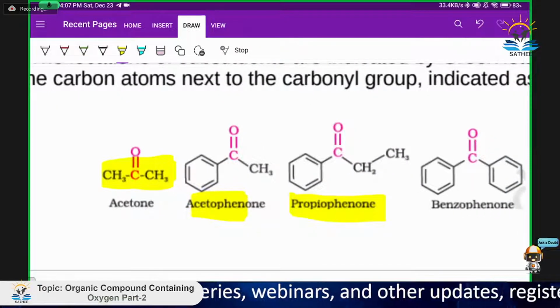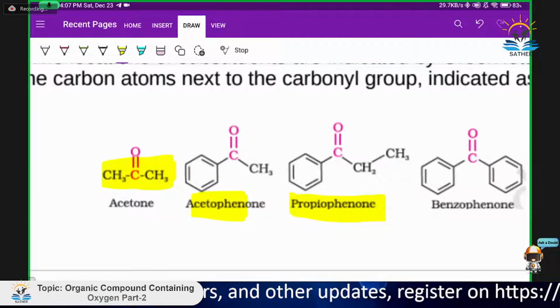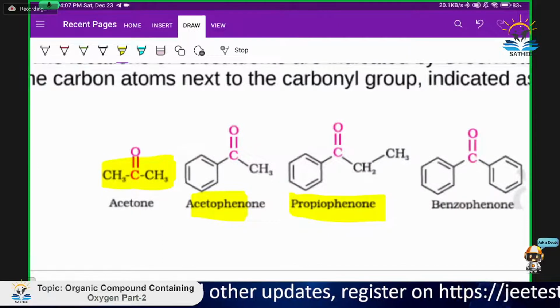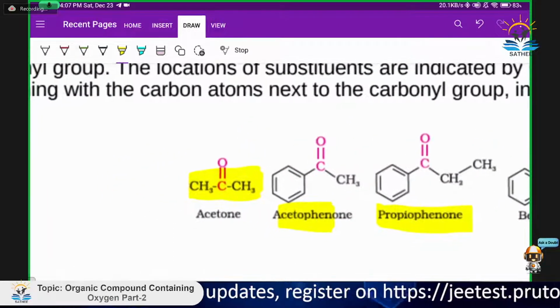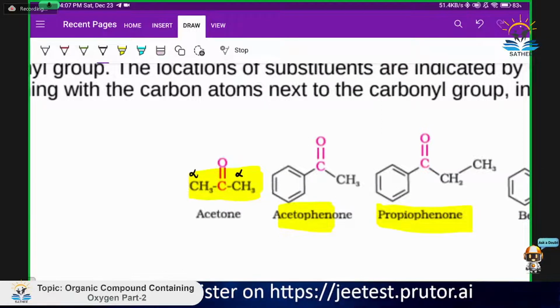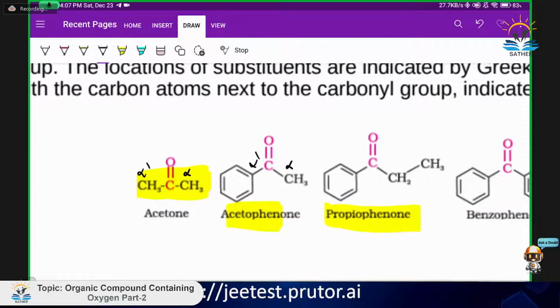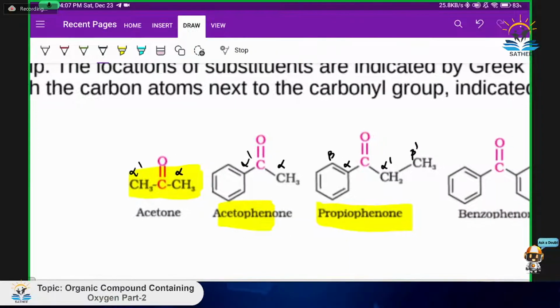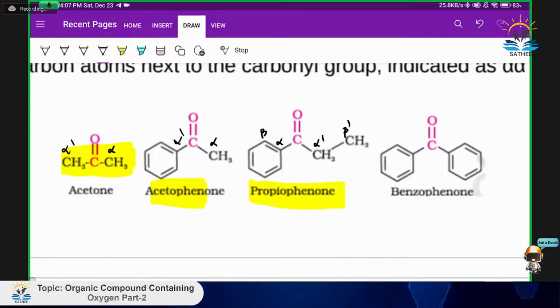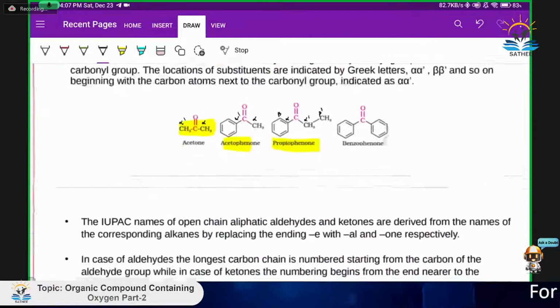So how do we decide which is the alpha carbon, beta carbon atom? For example, in ketones, if we denote one carbon as alpha, the opposite side carbon will be alpha dash. So here also, we will have alpha, alpha dash, beta, beta dash. Similarly, we can name the carbon atoms or show their positions.